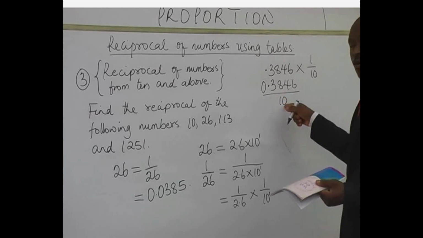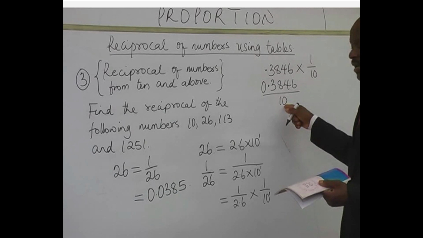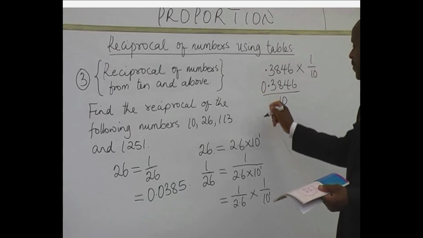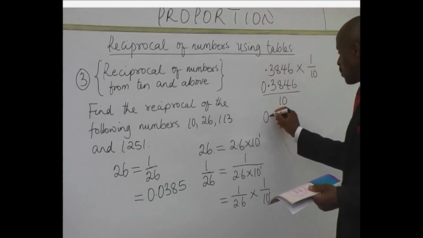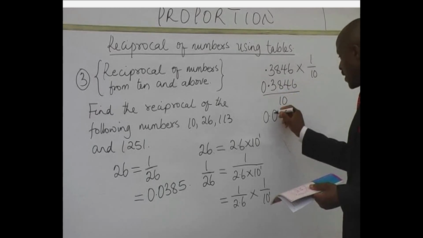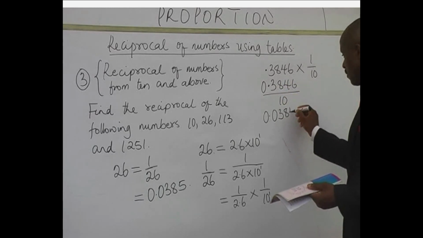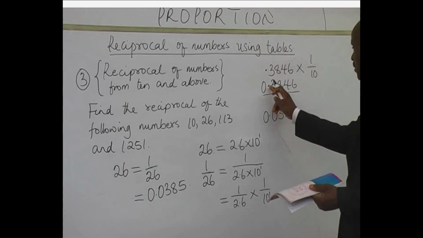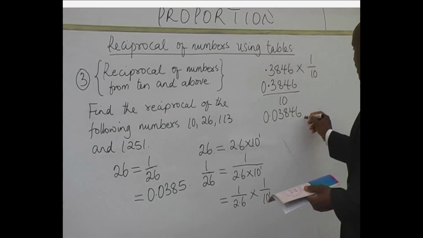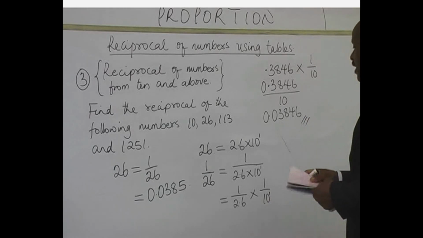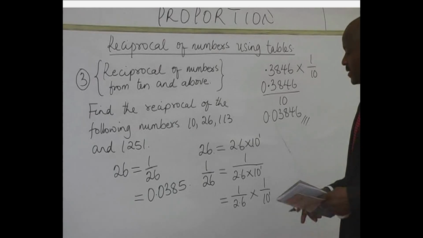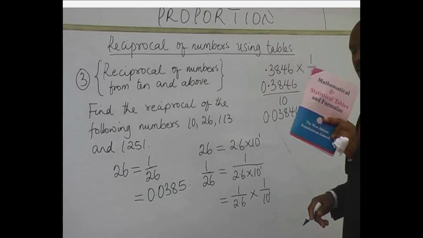Because of the 0 that you have in front of 1 here, move this decimal towards the left once, across 0. So we're going to have 0 point, instead of 3846, you have 03846. You have moved this decimal point across 0 to now get this, and this gives you the final answer to the reciprocal of 26 from your four-figure table.